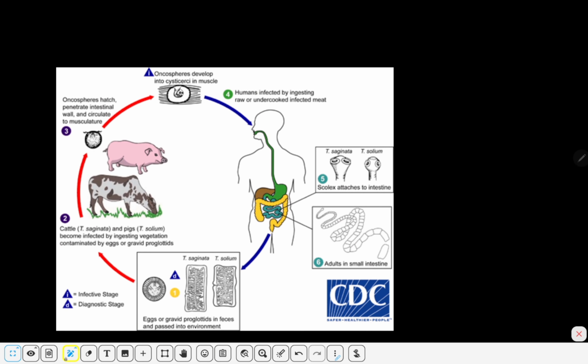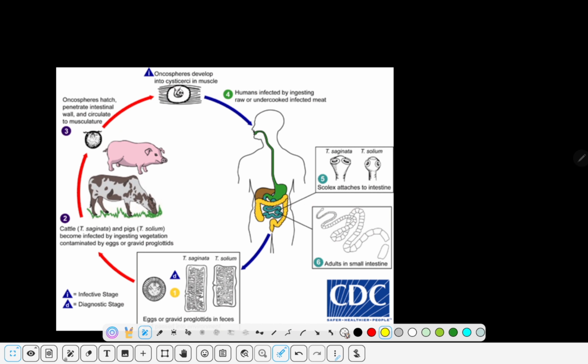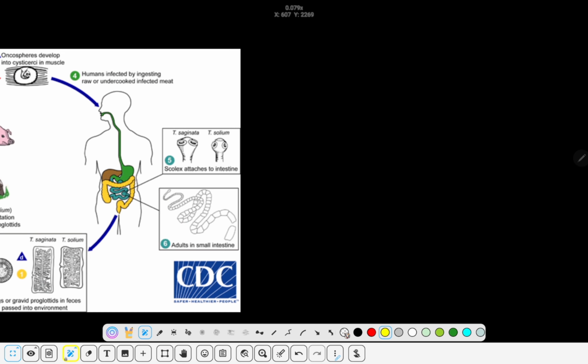As we can appreciate here, there is a man, there is a pig, and there is cattle. So we can see that man is taking undercooked, infected meat. The infected meat contains cysticerci coming from the pig, and from there it gets into the intestine, and from there it gets into the environment. So let's see what's actually happening.